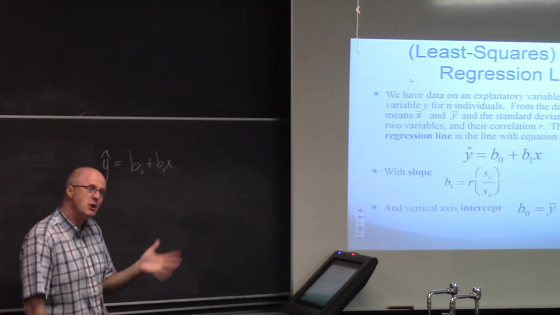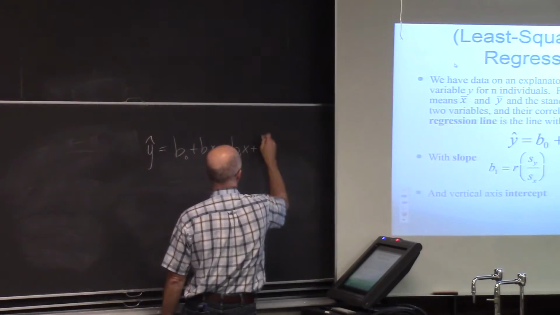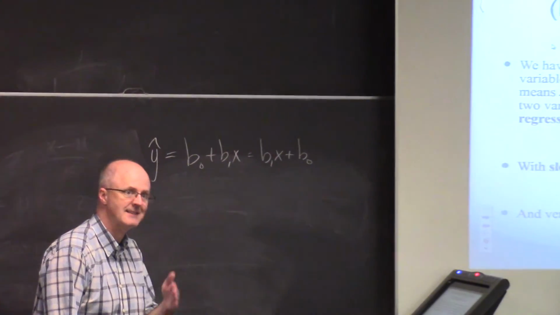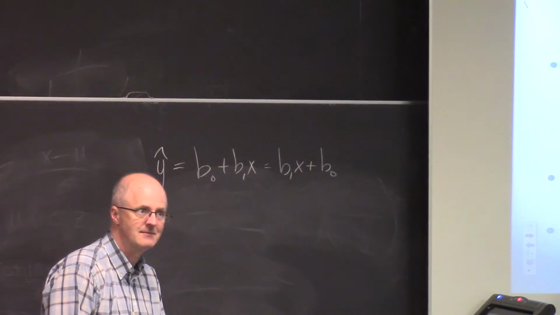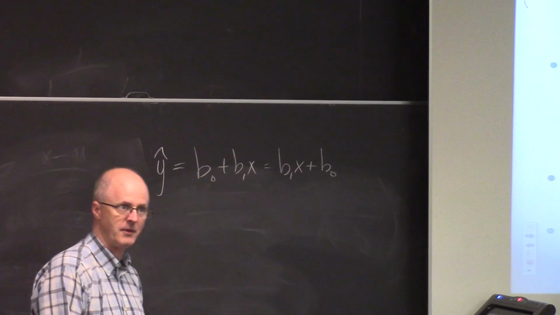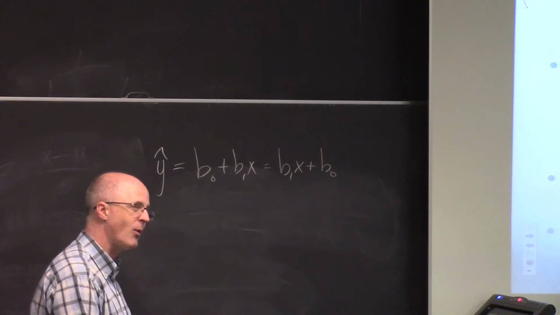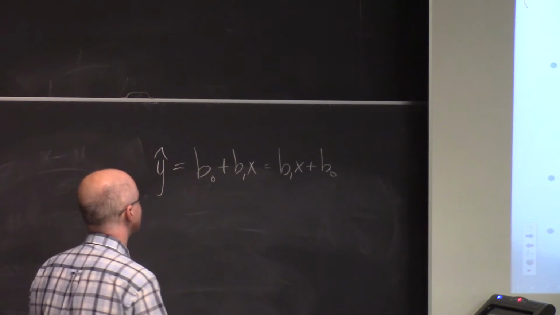b0 plus b1x, you could switch it around. Addition is commutative. You could write this as b1x plus b0. The important thing is b1 is the slope because it's next to the x, and b0 is the intercept because it's not next to the x. It doesn't matter what order you put them. You could see minus signs in here, though, if one of these quantities is negative. You could write it as a subtraction in there.